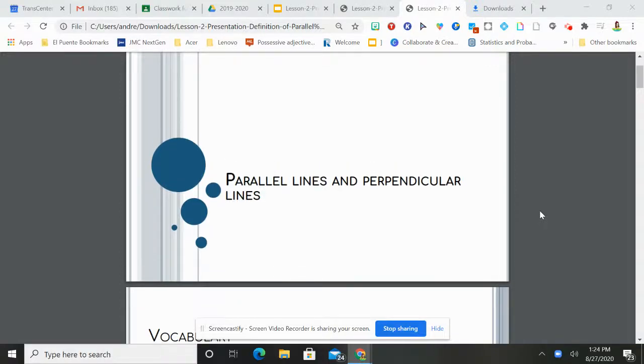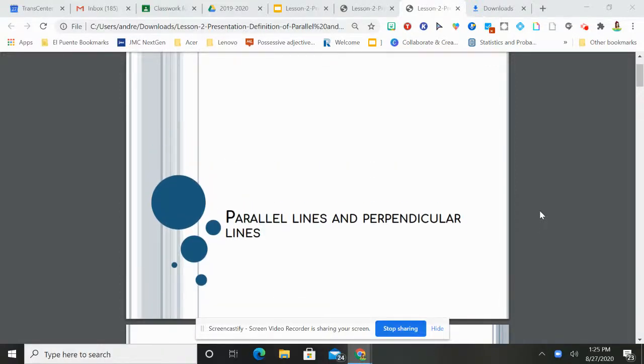Right, welcome students. This week we are going to talk about parallel lines and perpendicular lines. I hope for most of you this is review, but if it's not, either way, please pay attention. There are a few things that you might not know or forgot about, which is proper notation. It's a big deal here, okay? All right, parallel lines and perpendicular lines.